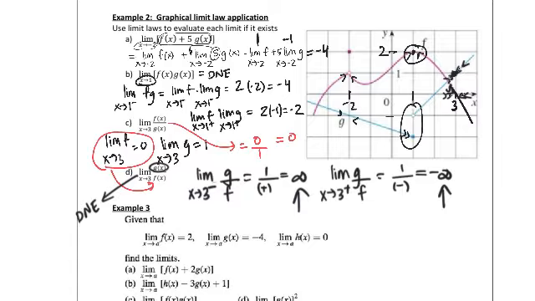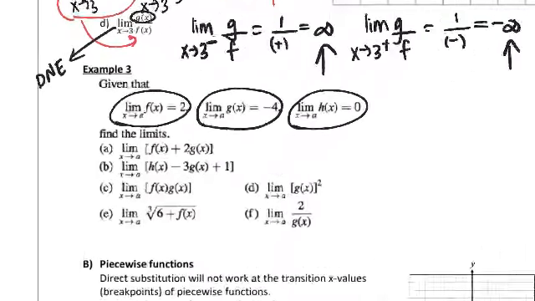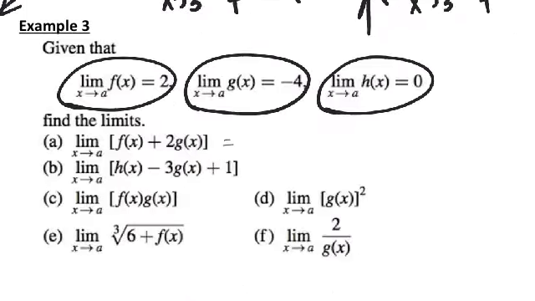Okay, moving on to example 3. So example 2 is graphical. In example 3, you're being given the individual limits, and you're just being asked to combine them. So it's fairly straightforward. You're using the laws, right?